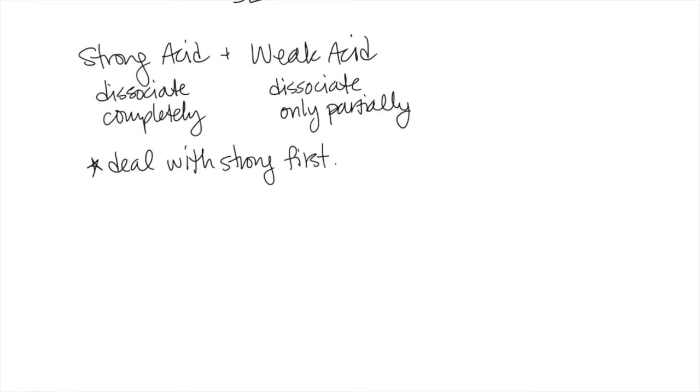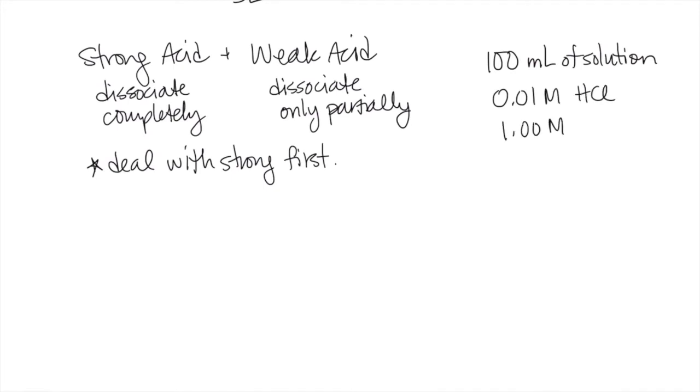Okay, now I'm going to purposefully do an example here that is a concentrated weak acid and a dilute strong acid. Okay, so I'm going to say we have 100 milliliters of solution and it contains 0.01 molar HCl and 1 molar CH3COOH, or acetic acid. The Ka for acetic acid is 1.8 times 10 to the minus 5. Okay, kind of a standard weak acid.